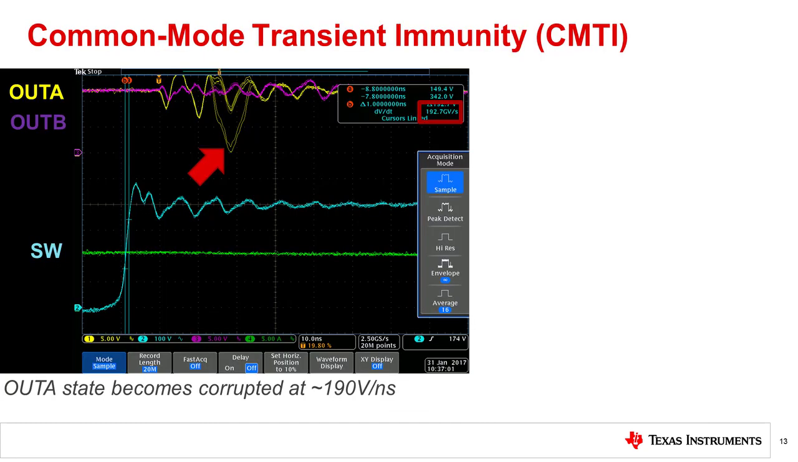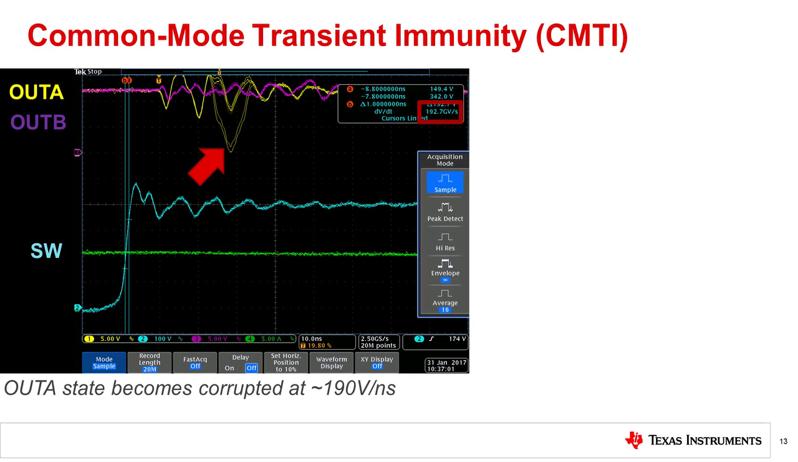Common mode transient immunity, CMTI for short, is defined by the minimum required slew rate for a transient across the isolation barrier to corrupt the driver output state. At high slew rates, transients capacitively couple across the isolation barrier and inject currents into control circuits, causing the output state to become corrupted temporarily. In applications, this transient is commonly caused by high dV/dt on the switch node, and can sometimes be caused by an avalanche breakdown from a transistor.